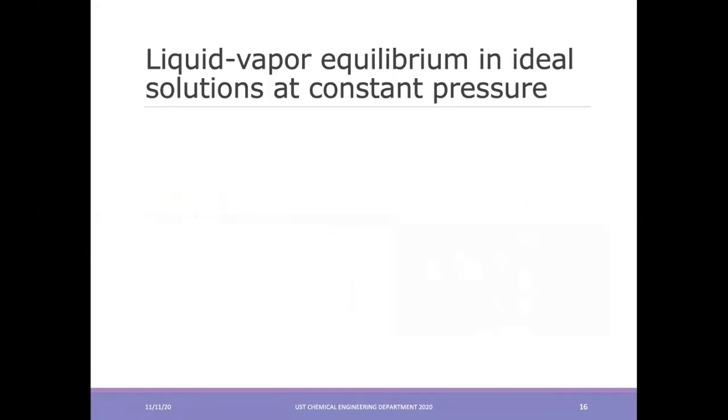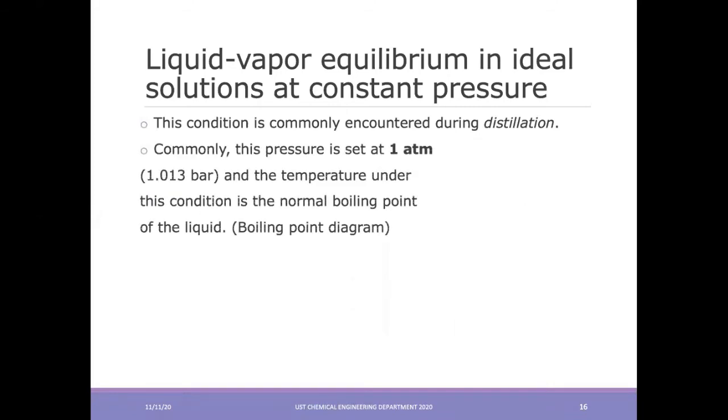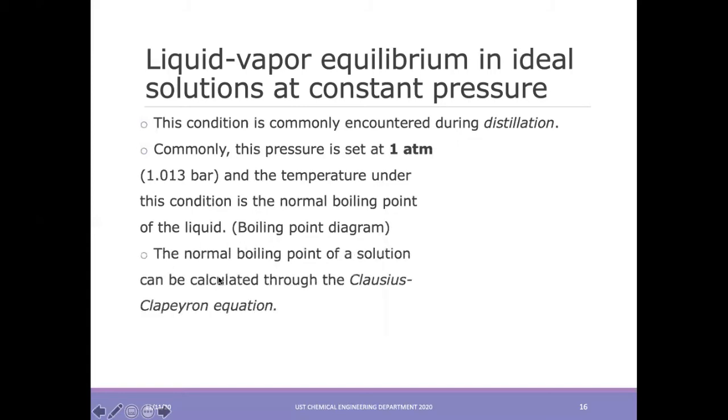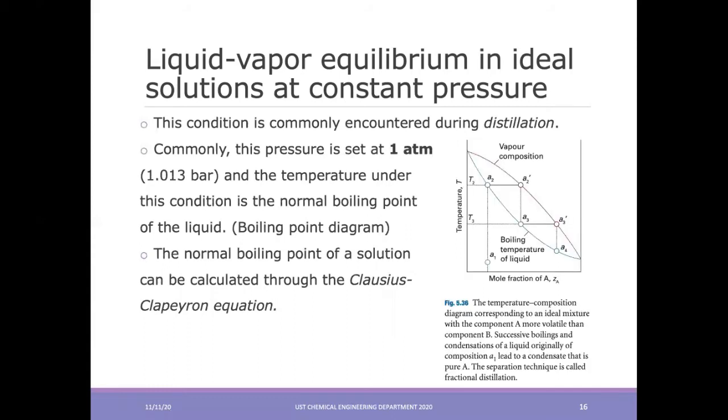Now, what about liquid vapor equilibrium at constant pressure? Take note that this condition is commonly encountered during distillation. Commonly, this pressure is set at 1 atmosphere or 1.013 bar, and the temperature under this condition is what we call the normal boiling point of the liquid, or the boiling point diagram. And the normal boiling point of a solution, if you don't know it yet, can be calculated through the Clapeyron equation.